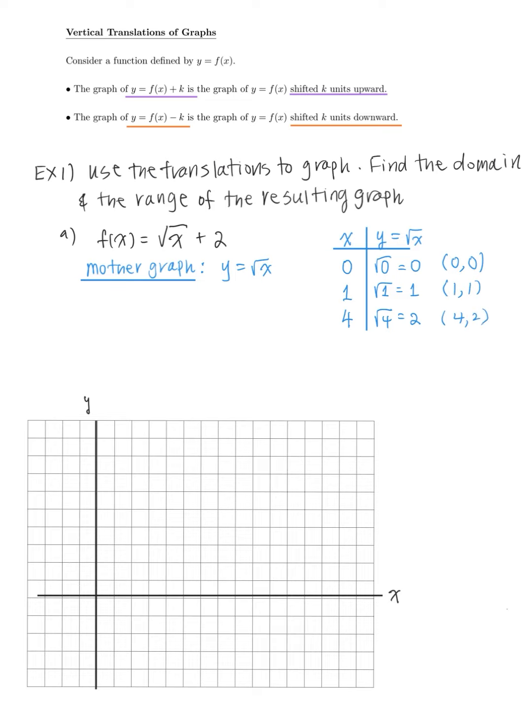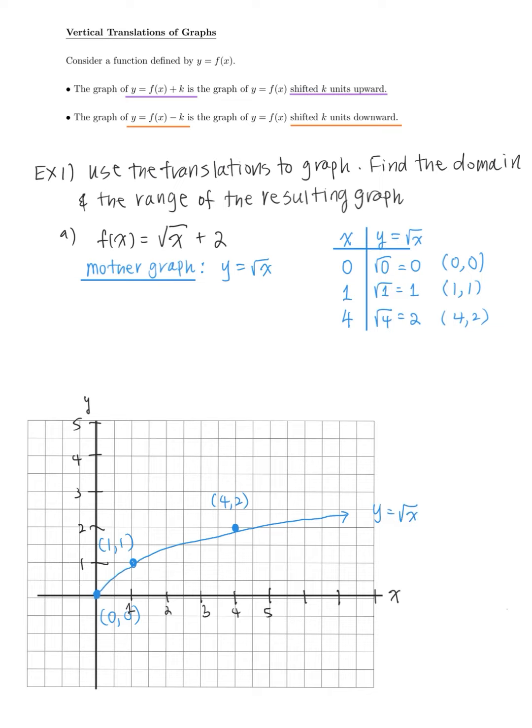So the mother graph is going to have 0, 0, and please make sure to write down the ordered pair there. So this point is 0, 0. The next one is 1, 1, so that will be here. And the next one is 4, 2. And since we know the behavior of square root of x because we memorized it, we can connect the dots nicely to create y equals square root of x.